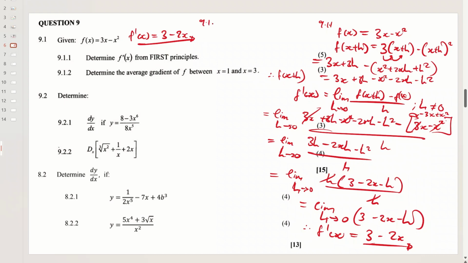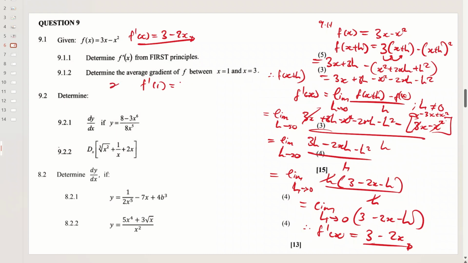So 9.1.2. Determine, okay, I'm just going to write it here. Determine the average gradient between x and 3. That's very simple, guys. They say determine the average gradient of f between x and 3. They're not saying you should have to say 3 minus 1, then blah, blah, blah. This is your gradient. Let's find the gradient at x is equal to 1.